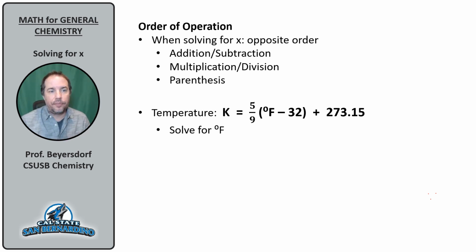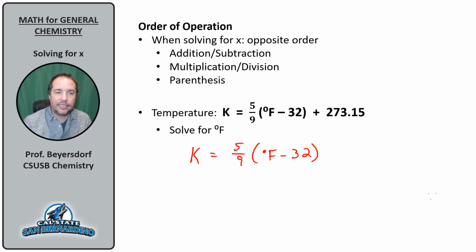So here, if I have Kelvin equals 5/9 Fahrenheit minus 32 plus 273.15, the first thing I do is take both sides, remember both sides, and I need to get rid of that 273.15, so I subtract it from both sides.